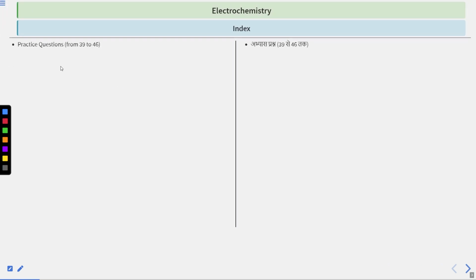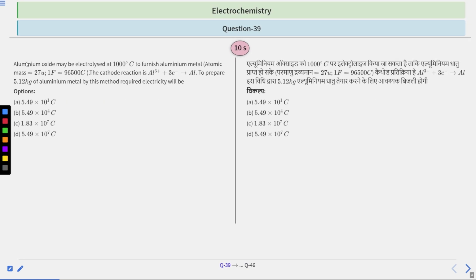This is our index slide. So we are going to see the practice questions from question number 39 to question number 46. Let's start with question number 39.